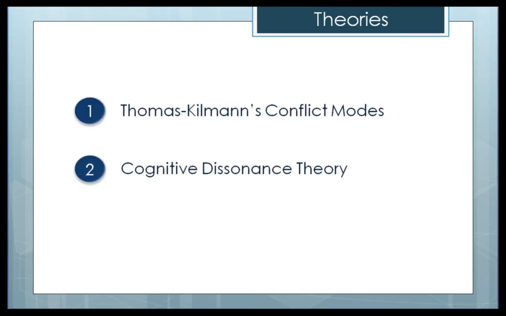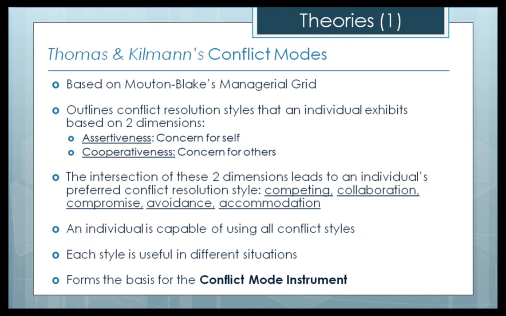In this presentation, we will be covering two theories of conflict resolution and communication: Thomas and Kilmann's conflict modes and Leon Festinger's cognitive dissonance theory. Thomas and Kilmann's conflict modes is a model based on the Mouton-Blake managerial grid that focuses on conflict resolution styles an individual exhibits based on two dimensions: assertiveness, or concern for self, and cooperativeness, concern for others.